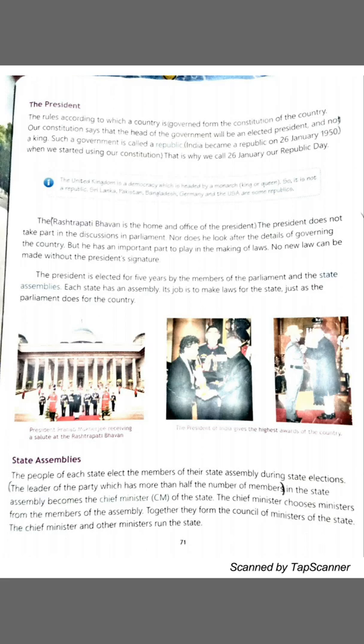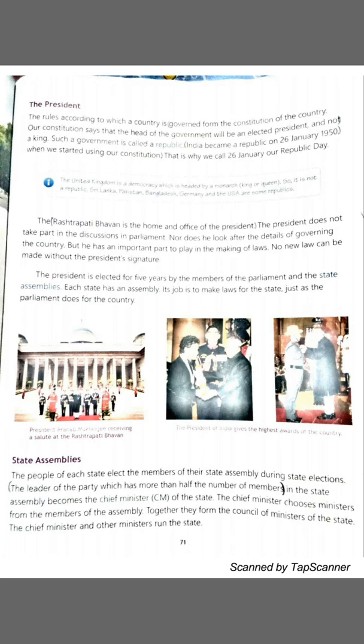Each state has its own assembly, and the job of the assembly is to make laws, similarly as parliament does for the country. State assemblies: the people of each state elect the members of their state assembly during state elections. The leader of the party which has more than half the number of members in the state assembly becomes the chief minister. This is the same process as was followed during the prime minister's election.